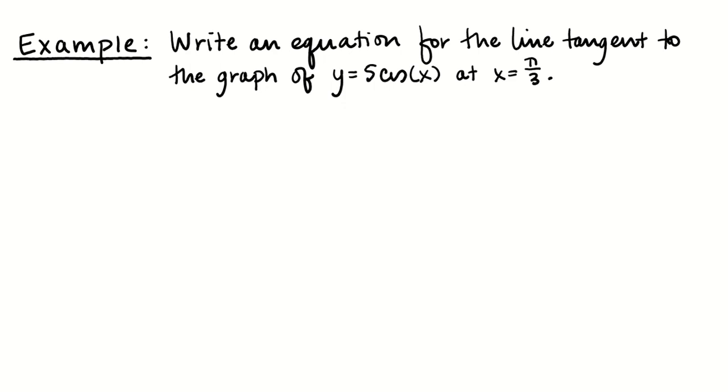So, keeping with that, write an equation for the line tangent to the graph of y equals 5 cosine x at x equals pi over 3. All right, we can do this. So, let's start with getting a point.